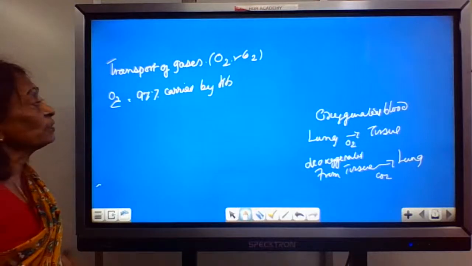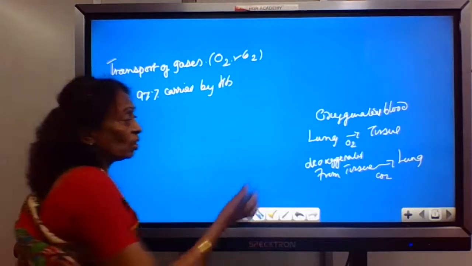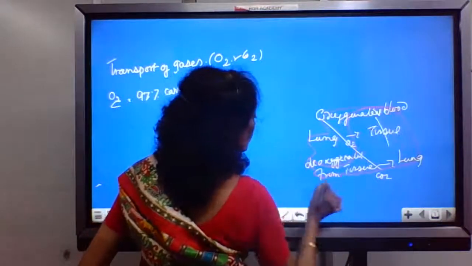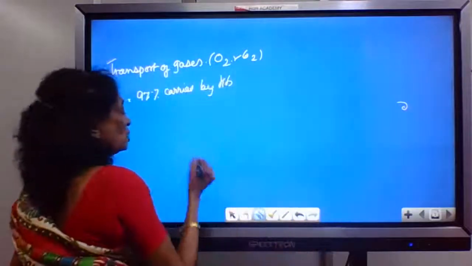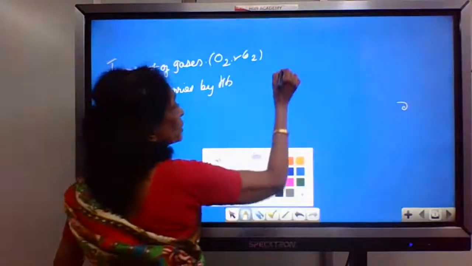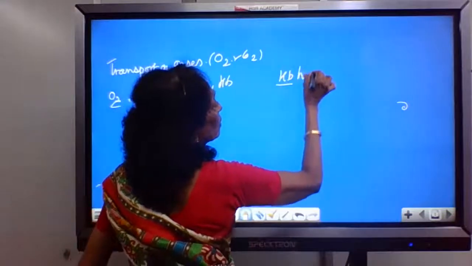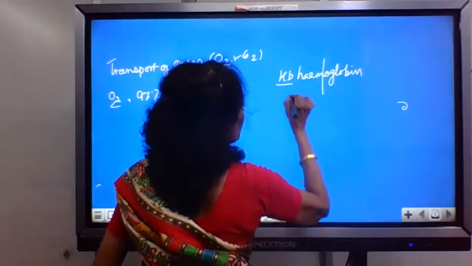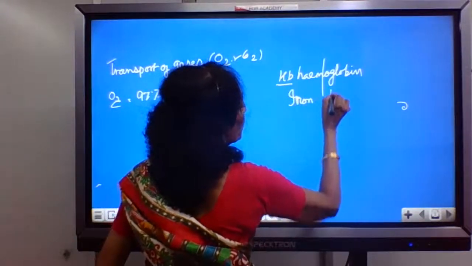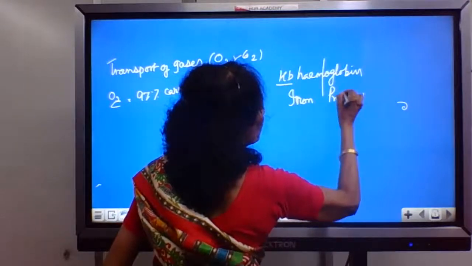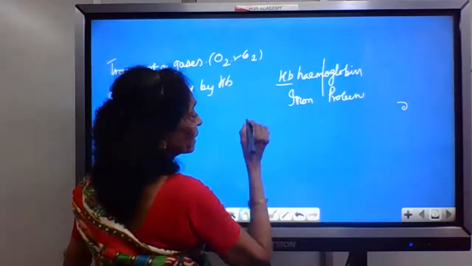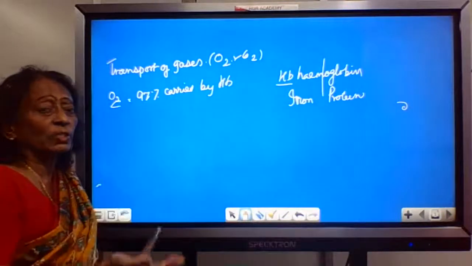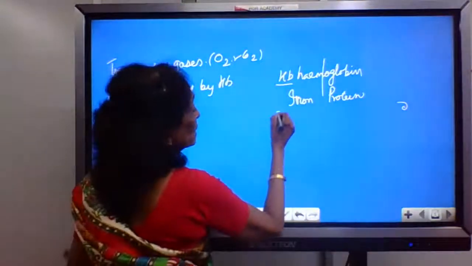Now, 97% of the O2 is carried by the Hb as oxyhemoglobin. So the main important substance is the Hb. Hb is an iron protein complex, heme and protein. It has a greater affinity for both gases, CO2 and O2, and it can easily combine and dissociate with them. That's a peculiar property.